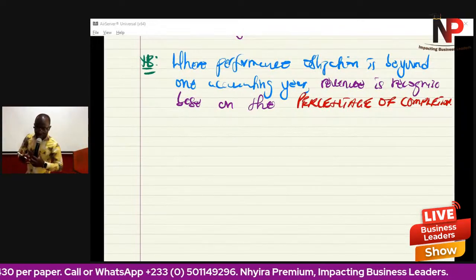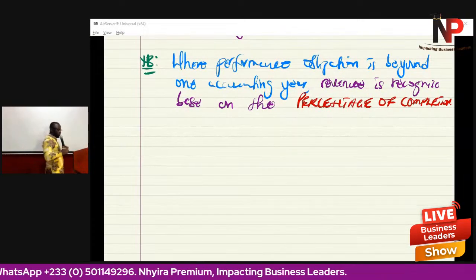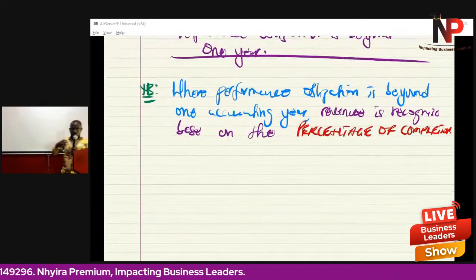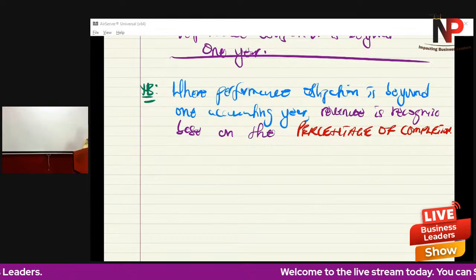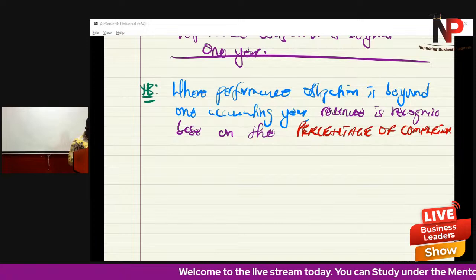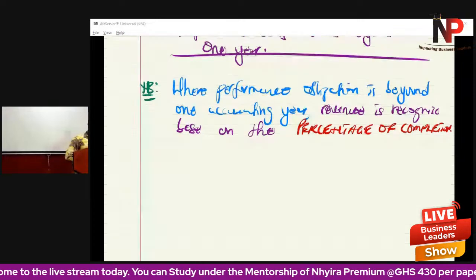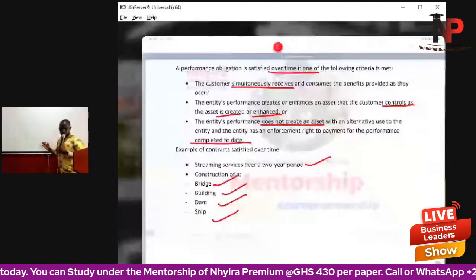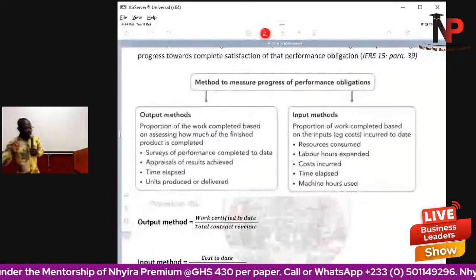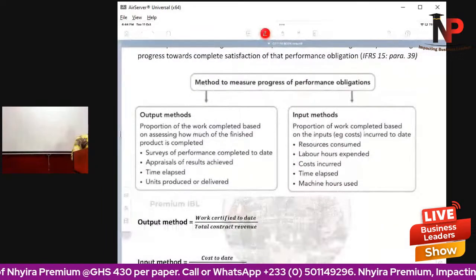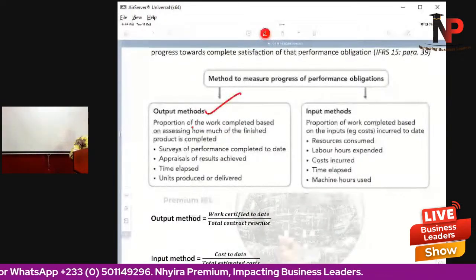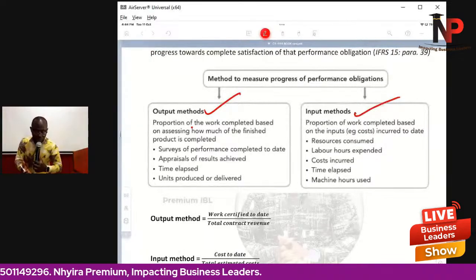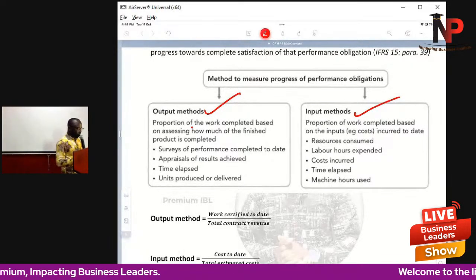So if we recognize revenue based on the percentage of completion, how do we calculate the percentage of completion generally? There are two methods that can be used. The first one is called the output method, and the second one is called the input method.